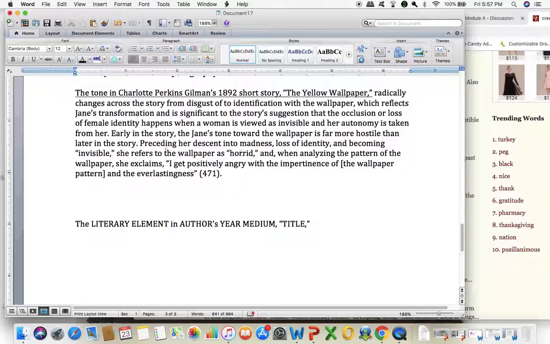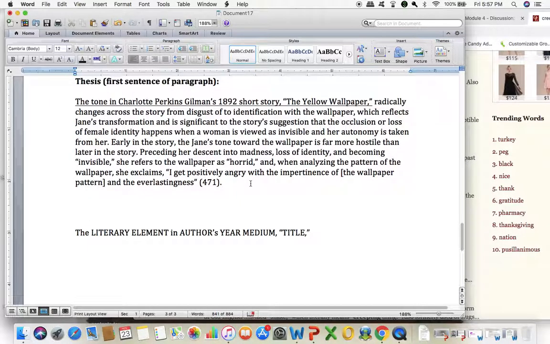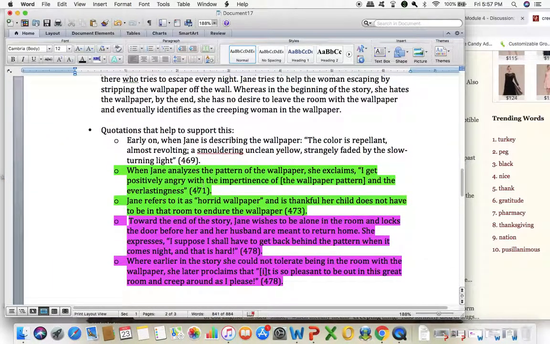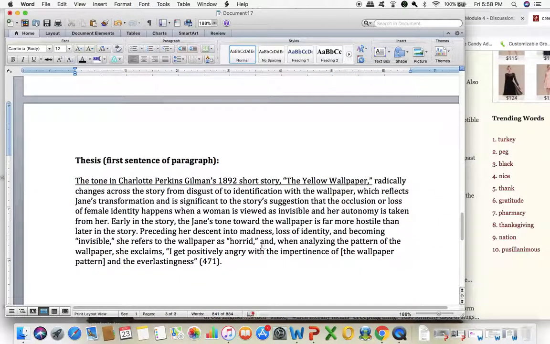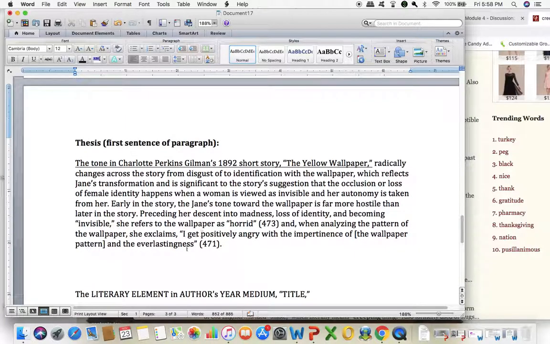And when analyzing the pattern of the wallpaper, she exclaimed, blah, blah, blah. Now, I have two quotations there from two different pages. I have 471 and 473. In MLA, you can do this. It doesn't all have to be at the very end of the sentence, but I just want to note that horrid comes on page 473 and this other quotation comes on page 471.